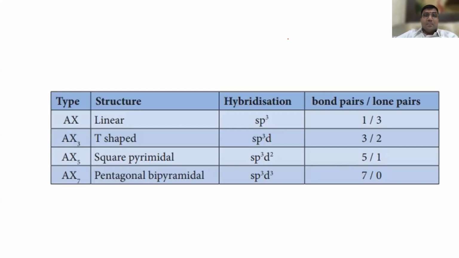Now these are some of the hybridizations presented in this slide. Have a look here. AX is linear, AX3 is T-shaped, AX5 is square pyramidal, and AX7 is pentagonal bipyramidal, right? So let us see its structures more closely. Let us discuss this chemistry.